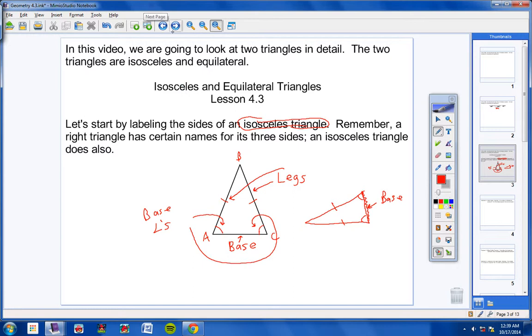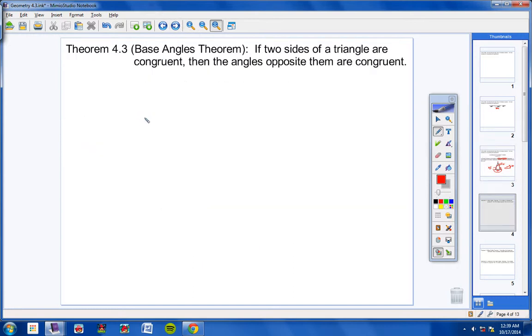Now moving on. Let's jump right in and look at our first theorem today. I'm going to pause while you copy this in your notes. You are responsible for this on tests and quizzes coming up. Theorem 4.3. If two sides of a triangle are congruent, then the angles opposite them are congruent. I'll give you just a second to copy that down. It's not a very long theorem. If two sides of a triangle are congruent, then the angles opposite them are congruent.